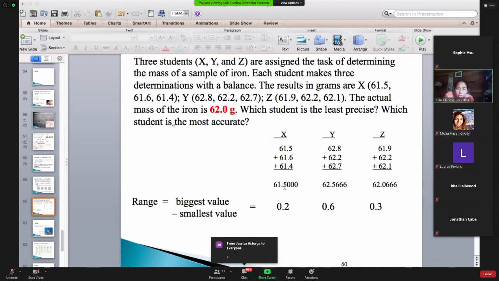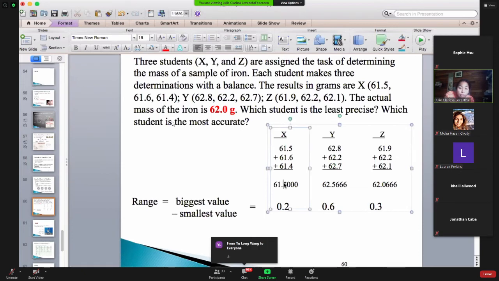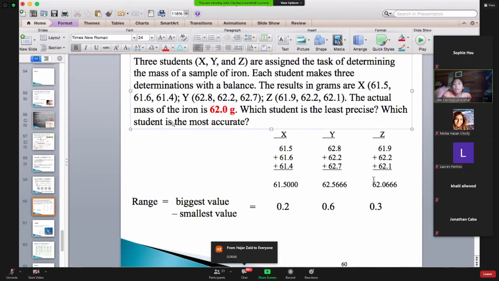Which is closer? 61.5, 62.566, 62.06. What is the difference here between 61.5 to 62? It is 0.5. What about the second one? 62.566 versus 62. 0.566. What about letter Z? 62.06 versus 62. So which set of measurements is closest to the actual value?